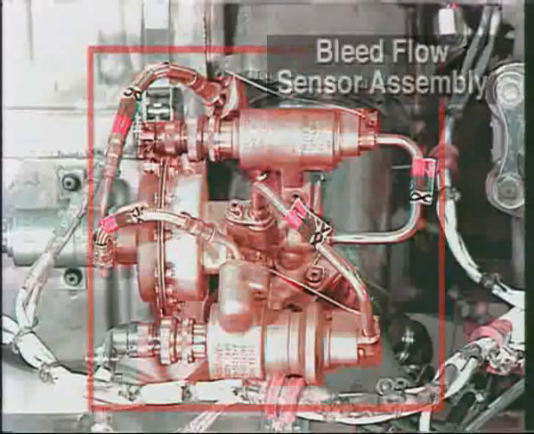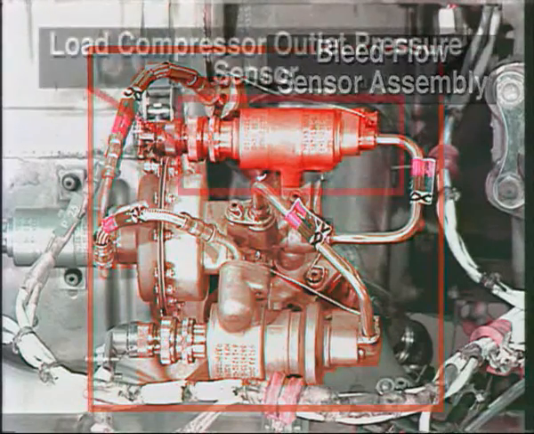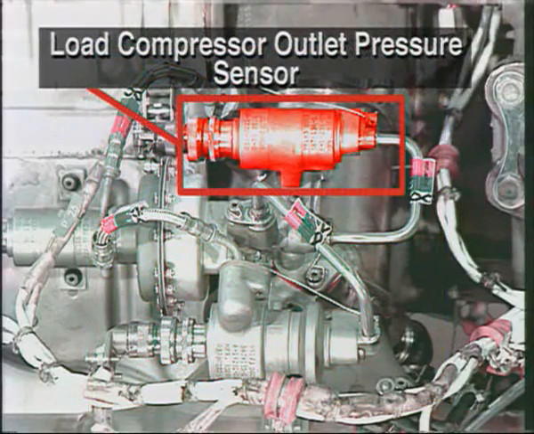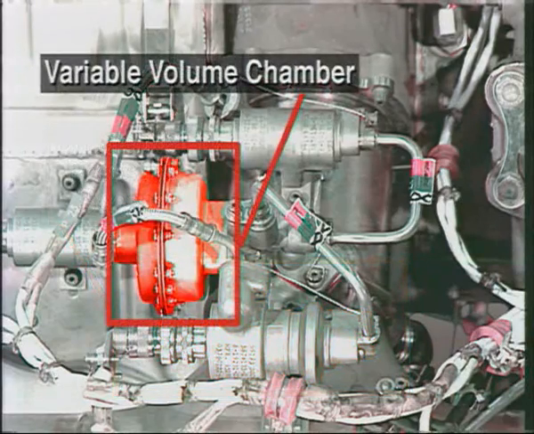The load compressor discharge airflow is measured by the bleed flow sensor assembly, which is installed on the bleed air manifold. The load compressor outlet pressure sensor measures the load compressor discharge air pressure and transmits an electrical signal to the electronic control box. The differential pressure sensor measures the load compressor discharge air pressure and the load compressor outlet static air pressure. The variable volume chamber protects the sensors by dampening the pressure surges in the load compressor air supply.